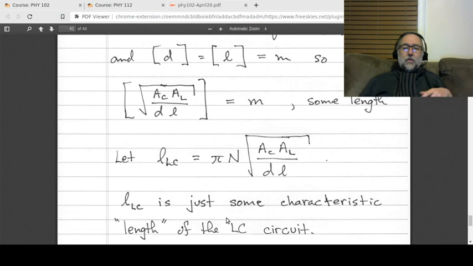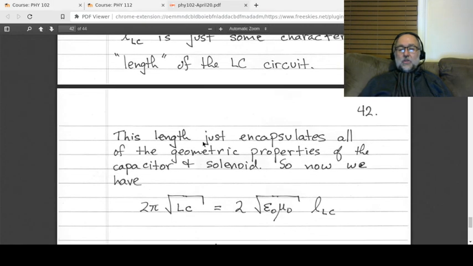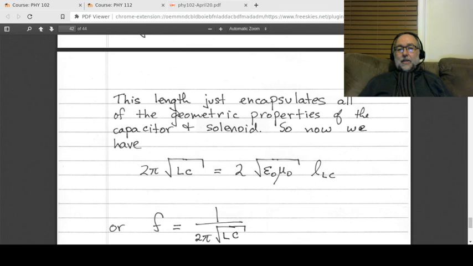And you go, what is this characteristic length? It's kind of the net effect of all the geometrical factors that go into building the LC circuit. Okay, the way I put it here is that this length just encapsulates all of the geometrical properties. And so basically, if you just take all of that mess up there and just replace it with LC, that 2 pi, the square root of LC is just equal to 2 times the square root of the epsilon naught mu naught multiplied by that characteristic length of the LC circuit.